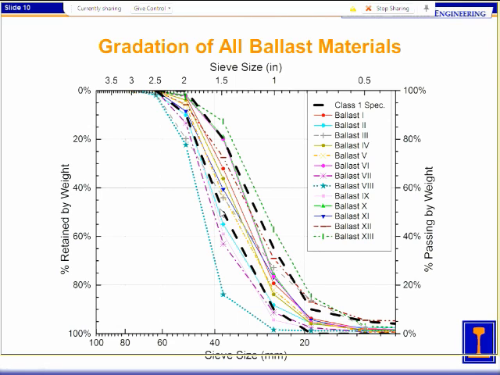Your specs here, though, are in the thick black dashed lines. And you can see how many aggregates are falling outside of that spec. That is one of several reasons that Union Pacific started this project up, to look at some of these properties and see whether even that gradation is a factor in this.